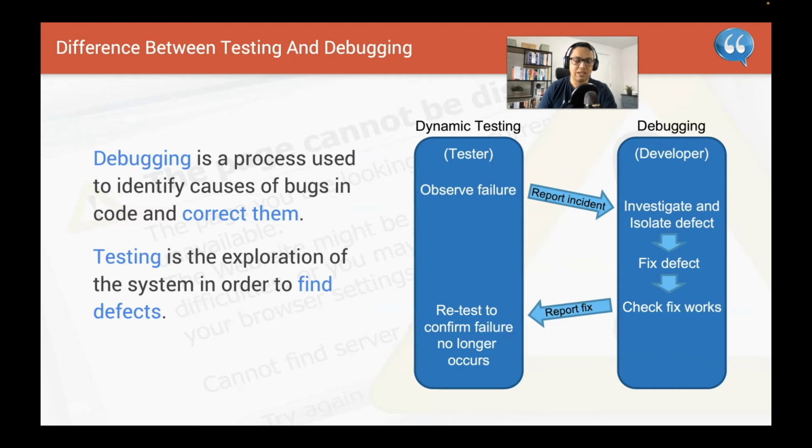Developers don't close the bug. They pass it back to the tester to go and retest it again. And once the tester is happy that, okay, it seems like it has been fixed and therefore it's no longer a bug, then they close the bug.